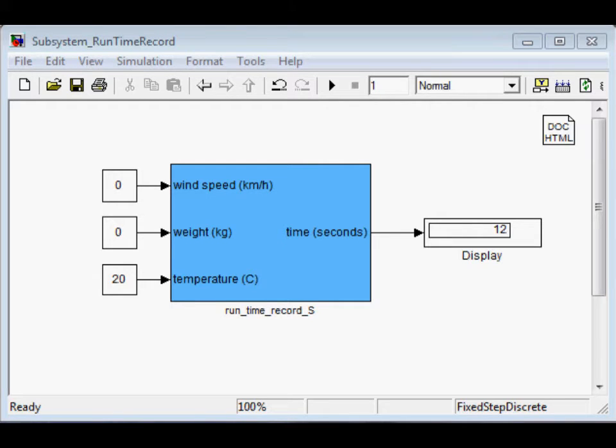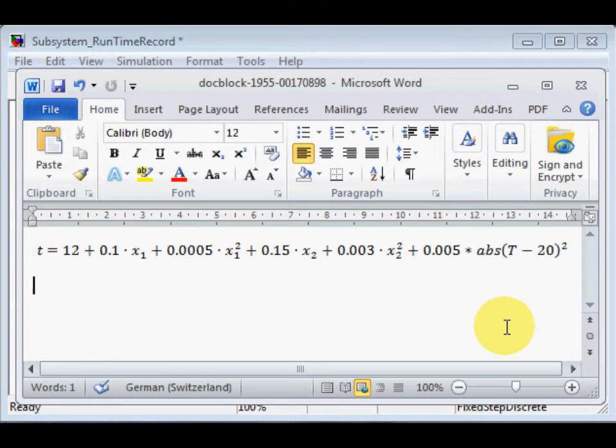As you see on the block, there are three factors or inputs affecting the performance of the athlete: wind speed measured in kilometers per hour, weight in kilograms, and temperature in Celsius. I can show you the formula of this function. x1 is wind, x2 is weight, capital T is temperature, and the final outcome is the time record of the athlete.